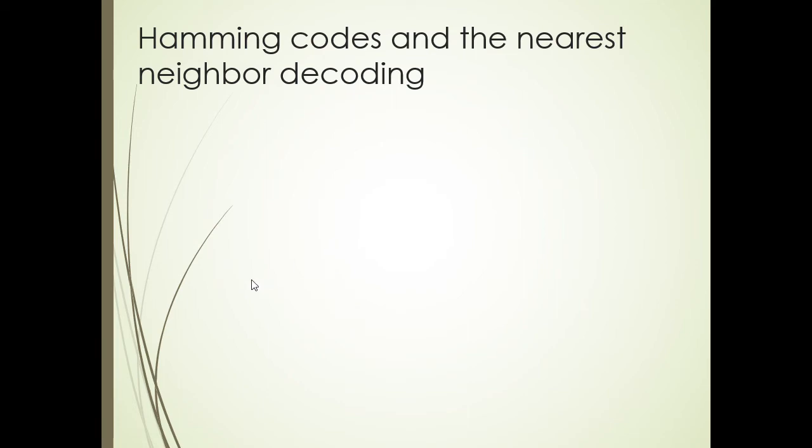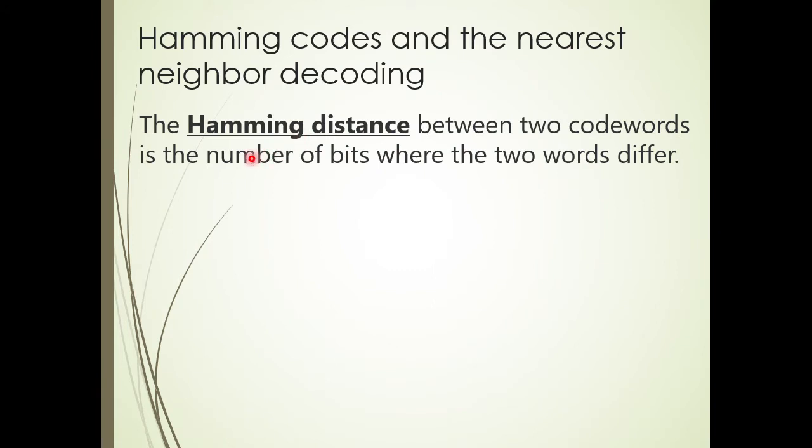Okay, so welcome back to our discussion on coding theory. The last code that we will discuss is the Hamming codes with error detection and error correction capabilities demonstrated using the nearest neighbor decoding. So to understand the Hamming codes, let's discuss what we mean by Hamming distance.